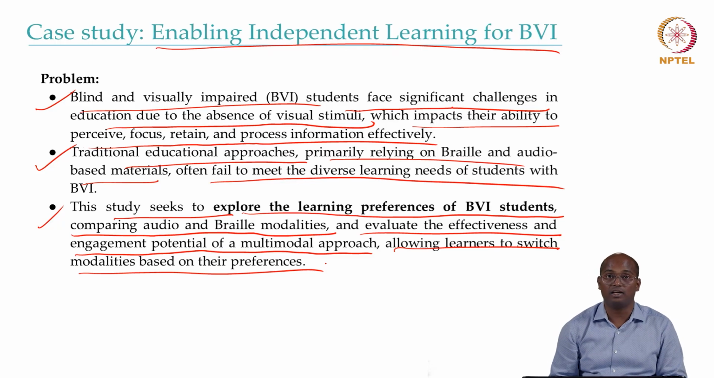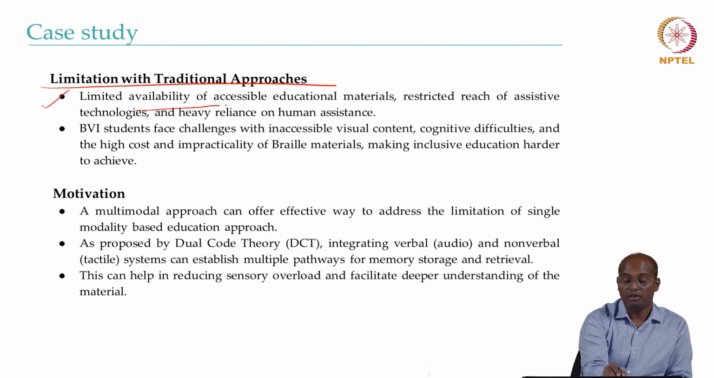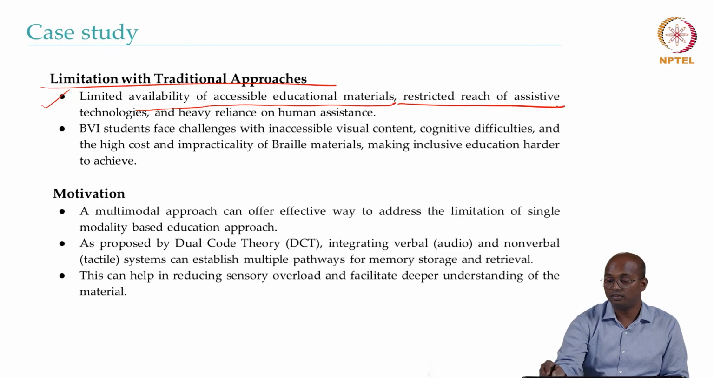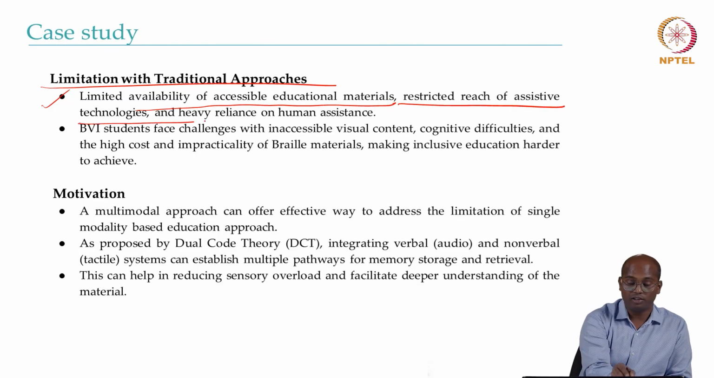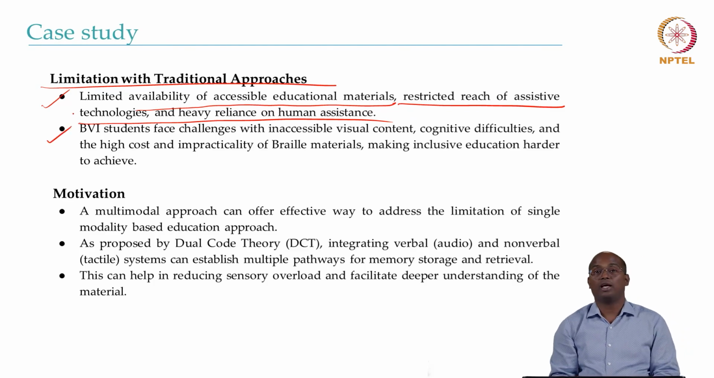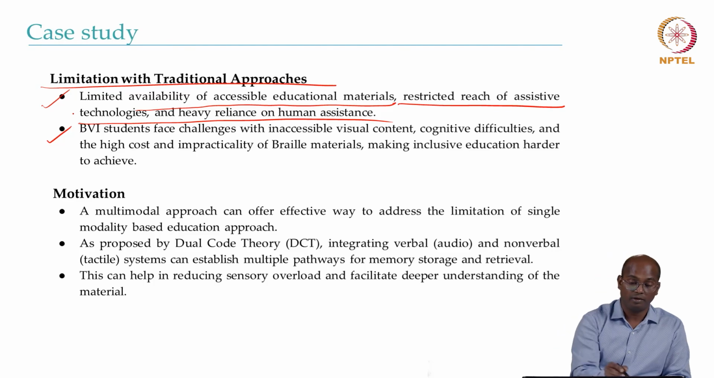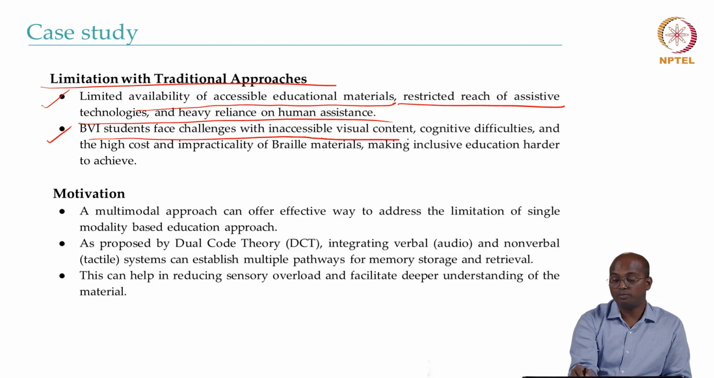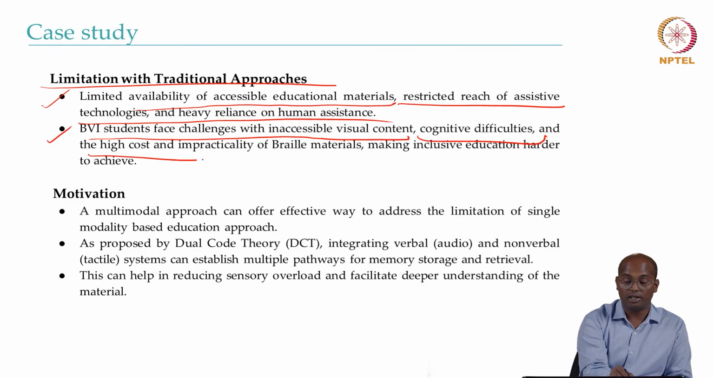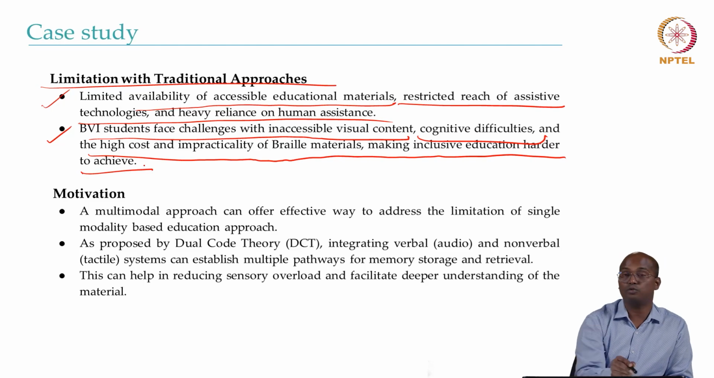where eventually they are going to have a better user experience. So the limitations with the traditional approaches, as I said, are limited availability of accessible educational materials, restricted reach of assistive technology, and heavy reliance on human assistance. And especially everyone wants to be independent, doesn't matter whether the person is differently able or normal. So in that case, how can we make them more independent? BVI students face challenges with inaccessible visual content, cognitive difficulties, and high cost and impracticality of braille material, making inclusive education harder to achieve.